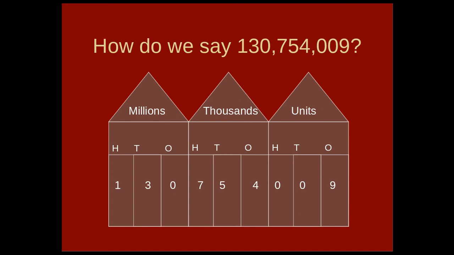So if we look at this number, how do we say this number? Again, we're writing it all out into the houses, and I'm going to go ahead and group them together. I'm going to say everything that's in that millions house. So 130 million, 754,009. Every time there's a comma, you say the name of the house.